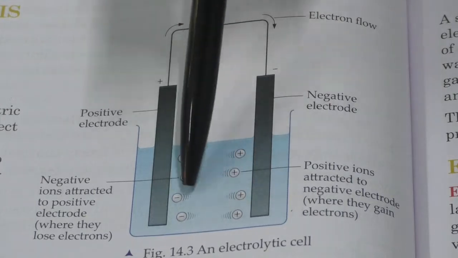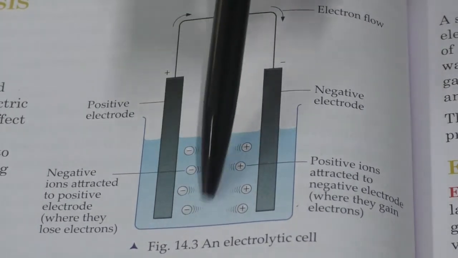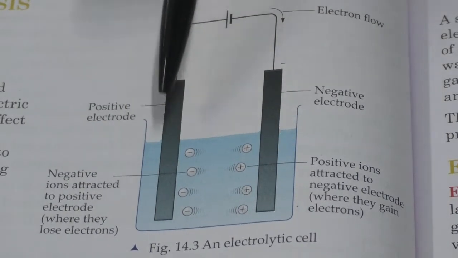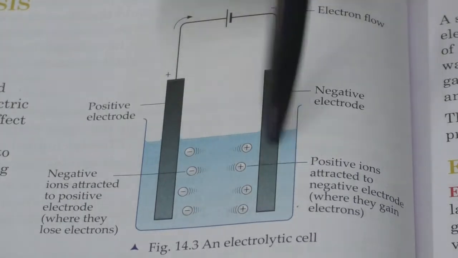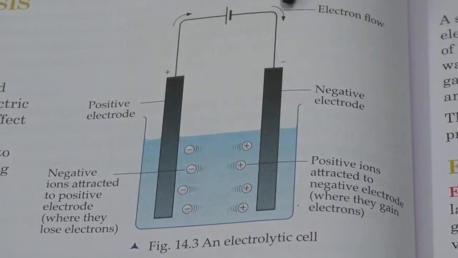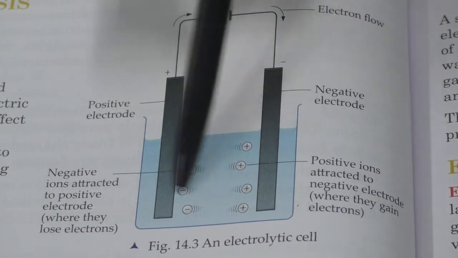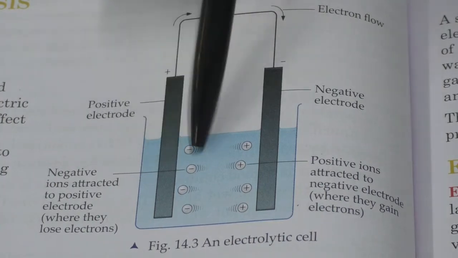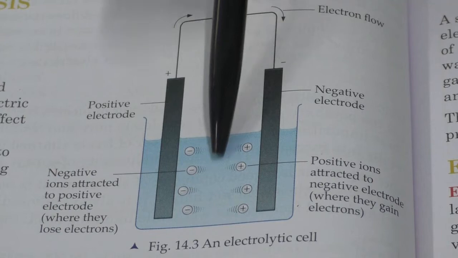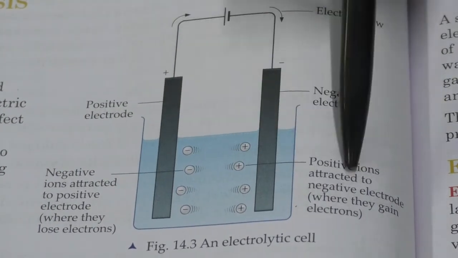When we apply a voltage across these electrodes, in the electrolyte there are positive and negative ions. All the negative ions of the electrolyte will be attracted to the positive electrode, and all the positive ions in the electrolyte will be attracted to the negative electrode, or the cathode. The ions which move to the anode, or the positive electrode, we call anions, and all the positive ions which move to the cathode, we call cations.